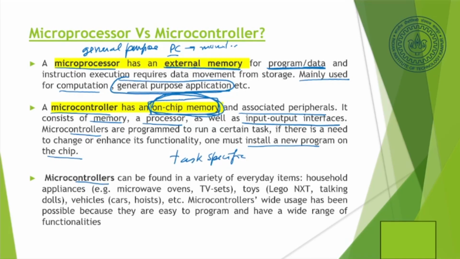So it has an onboard memory and is task specific, and these are used in almost all appliances today, right? Household applications, electronic applications, industrial applications, robotic applications, you name it, there'll be a microcontroller somewhere. For example, even in household applications like microwave ovens, TV sets, toys, then cars, or automobiles.